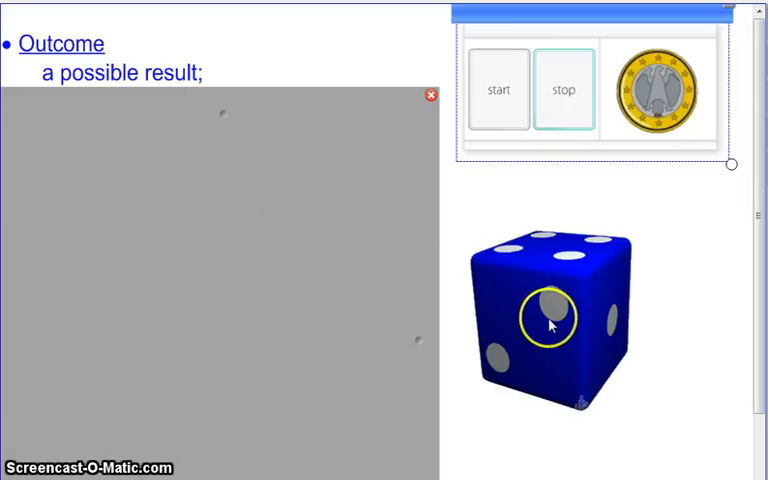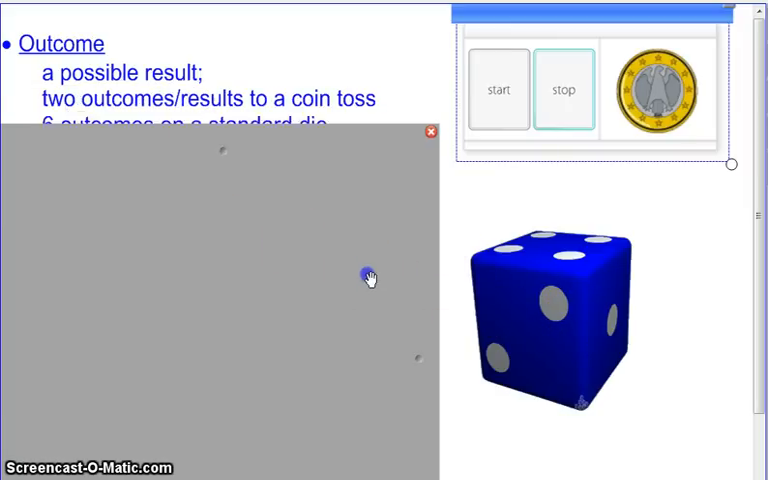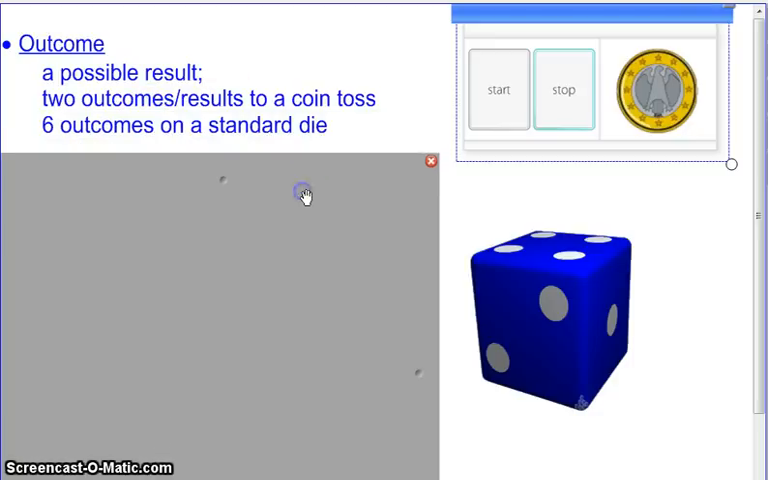For a standard die, we know there are 6 possible outcomes, right? So 2 outcomes or 2 results to a coin toss, 6 outcomes for a standard roll of a die.